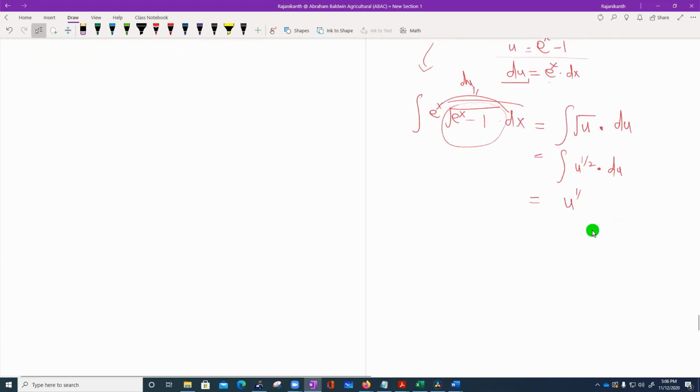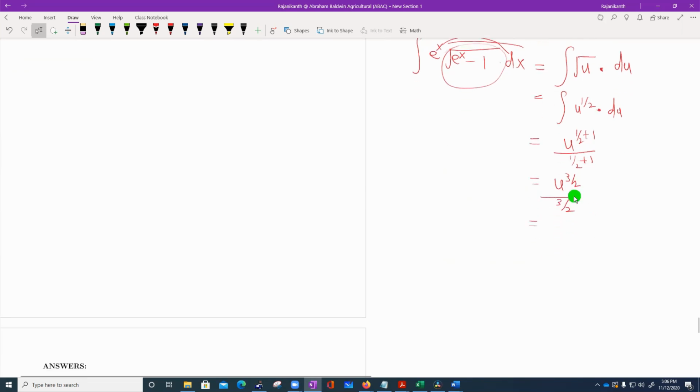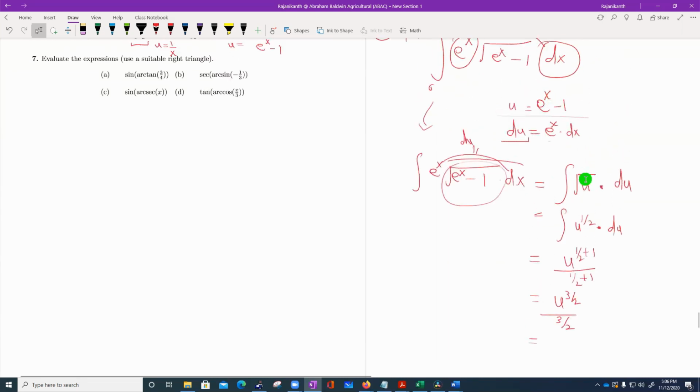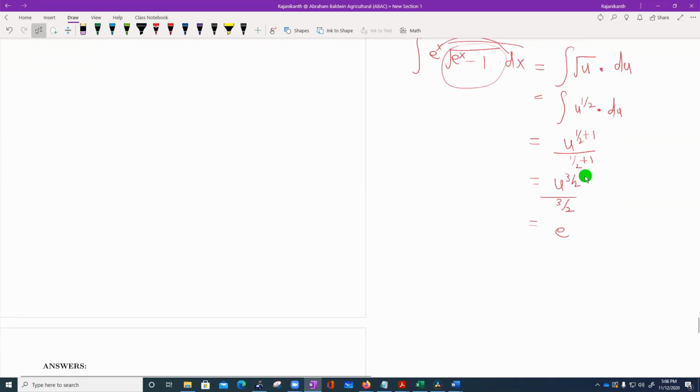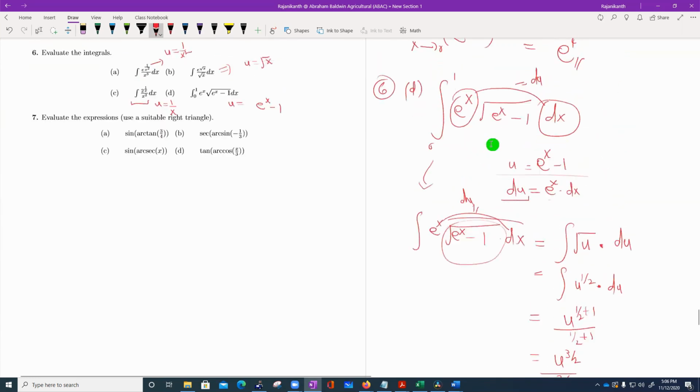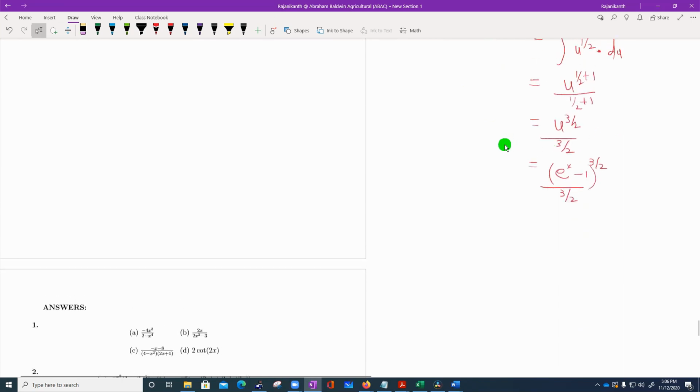This is u to the half plus 1 over half plus 1, that is u to the power 3 over 2 over 3 over 2. Now I'm going back to the original variable. u was e to the x minus 1, but I have u to the power 3 over 2 over 3 over 2. Now I'm going to plug in the limits. Remember, the actual problem has the upper and lower bounds in terms of the variable x, 0 and 1.